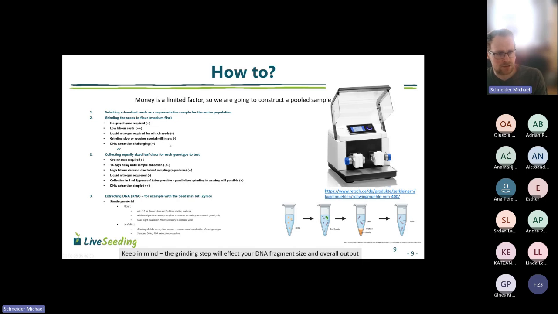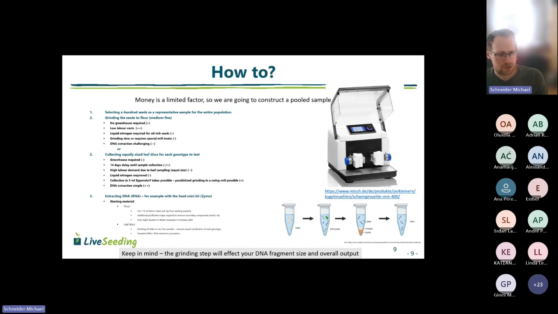On the other hand, it's quite challenging for oil-rich seeds, and the grinding process is relatively laborious. In the end, the DNA extraction is also a bit more challenging than for typical leaf tissue, but it is nothing that cannot be overcome.